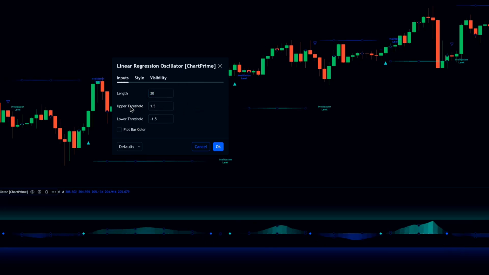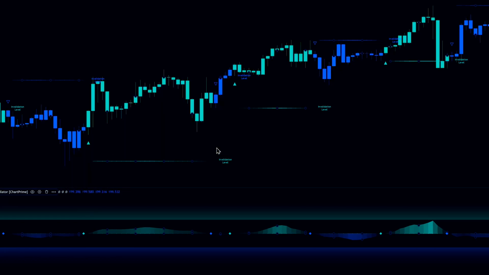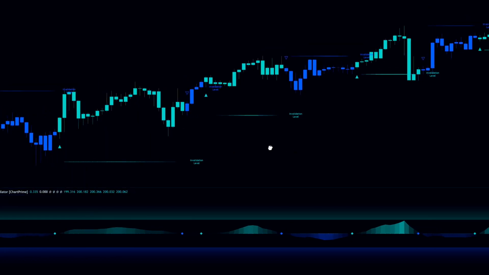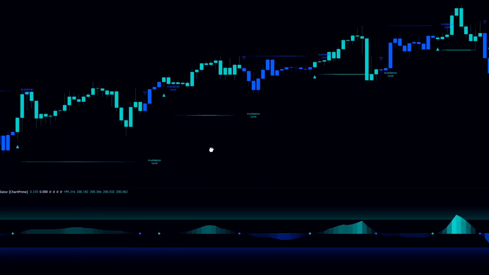You can also adjust the upper and lower thresholds, which represent overbought and oversold levels. For now, we'll keep these at the default. There's also an option to color your candles for better trend visualization, so let's enable that. Once you're set, hit OK. All right, let's discuss how to use this indicator for trading.